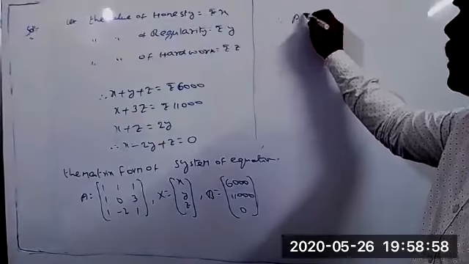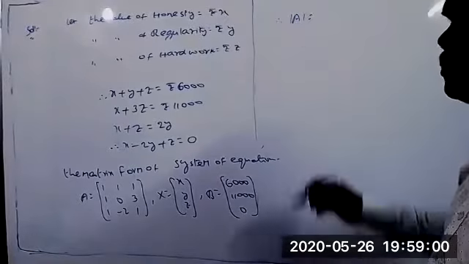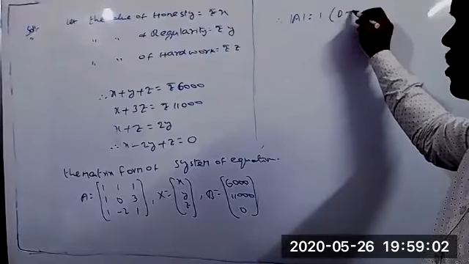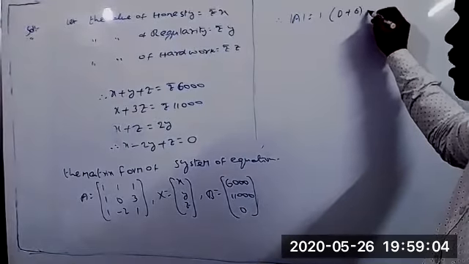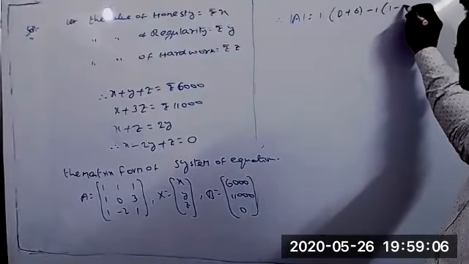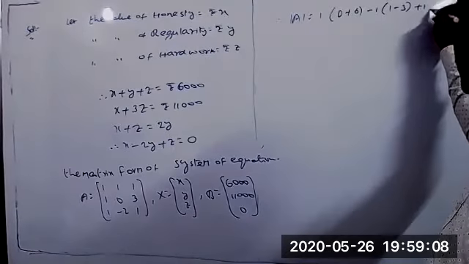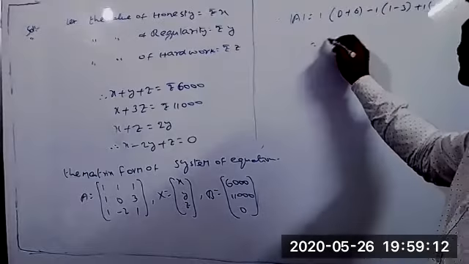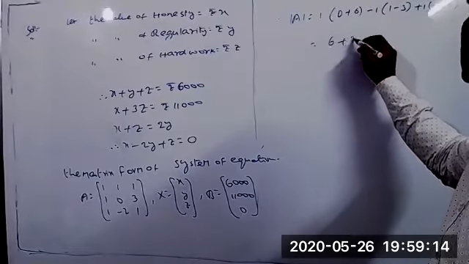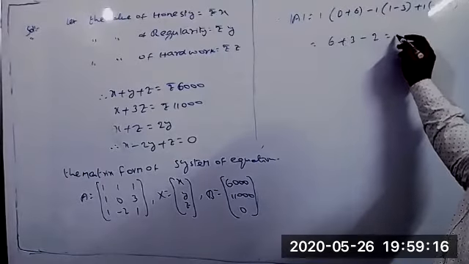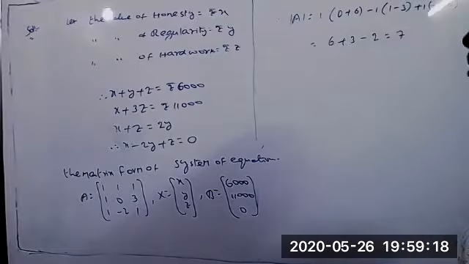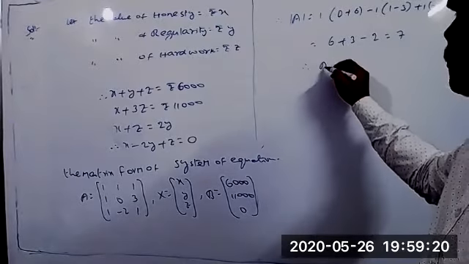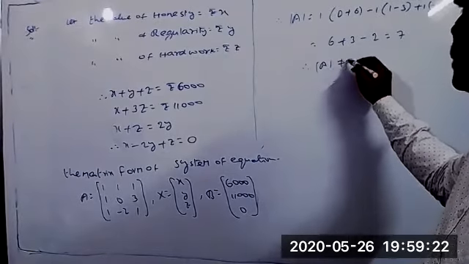So therefore, determinant of A equal to 1 into 0 plus 6, minus 1 into 1 minus 3, plus 1 into minus 2 minus 0. So this is equal to 6 plus 3 minus 2, so plus 7. So clearly, determinant of A not equal to 0.